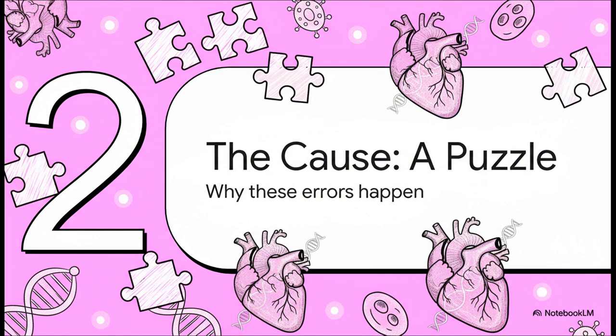Okay, so that leads to the million-dollar question, right? Why? Why do these mistakes in the blueprint even happen? Well, it's not a simple answer. It's more like a giant puzzle, with pieces from our genes and our environment all mixed together.